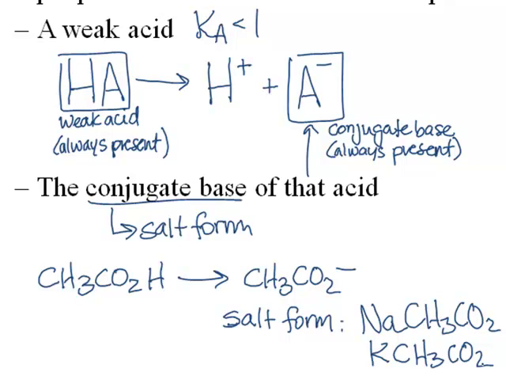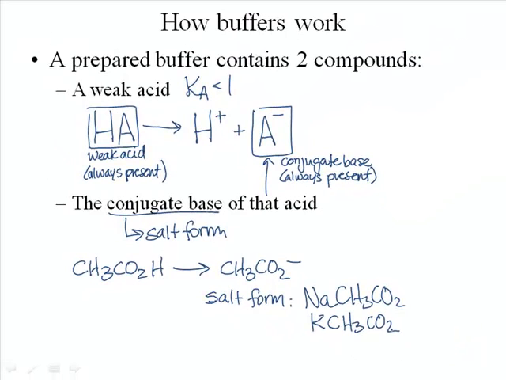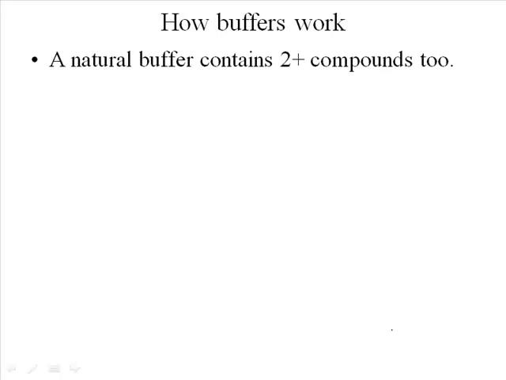So in order to mix up a buffer, if you want to make it yourself, you would go find a weak acid, you would go find the salt form of the conjugate base, and using some calculations, you would know exactly how much of each to mix together to get the particular pH you want. If you're not dealing with a prepared buffer in the lab, you might actually be looking at a buffer that established itself naturally in the environment or in the human body. Natural buffers always contain at least 2 compounds as well. And like I mentioned, those compounds are still fulfilling the same roles as a weak acid and the conjugate base of that acid.